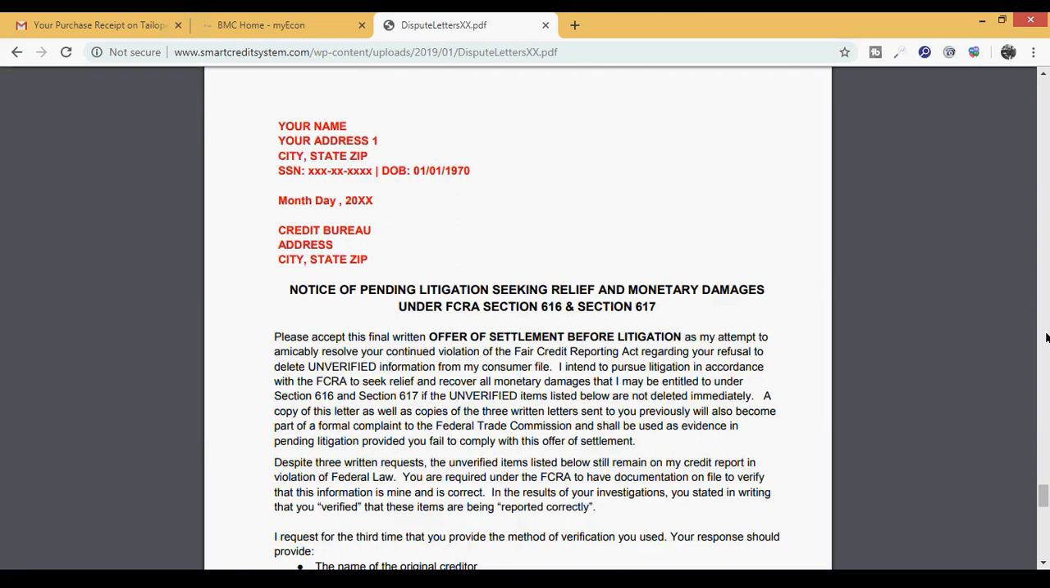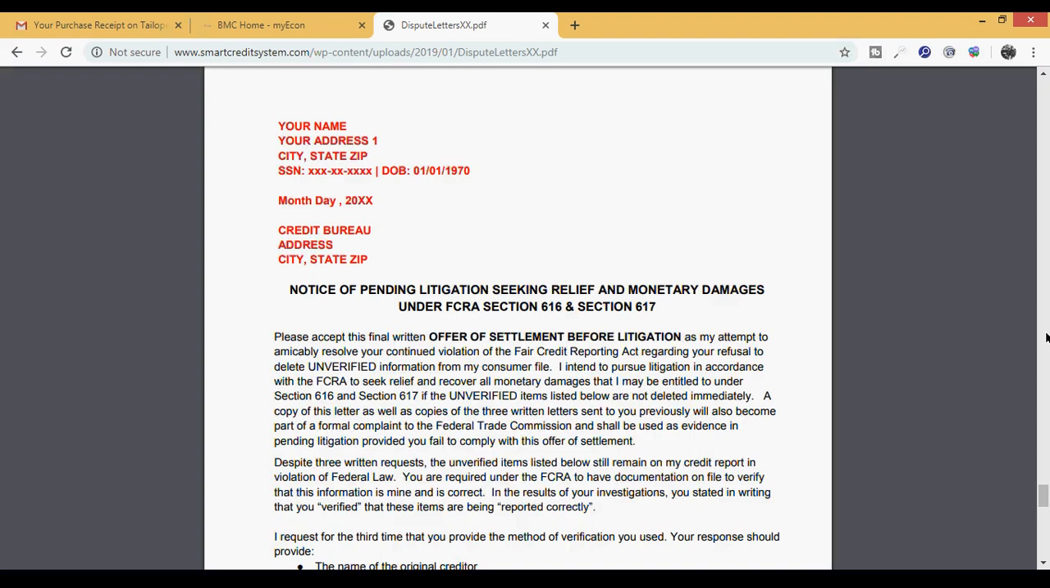Letter number 4 is the pending litigation letter. This is the final straw. I intend to litigate if it's not removed. This is letting them know, look, I'm taking you to court. And sometimes you may actually have to go to court if they're not responding, if they're unable to verify, or if they're unable to verify the method of verification. And we get into that again in the module.